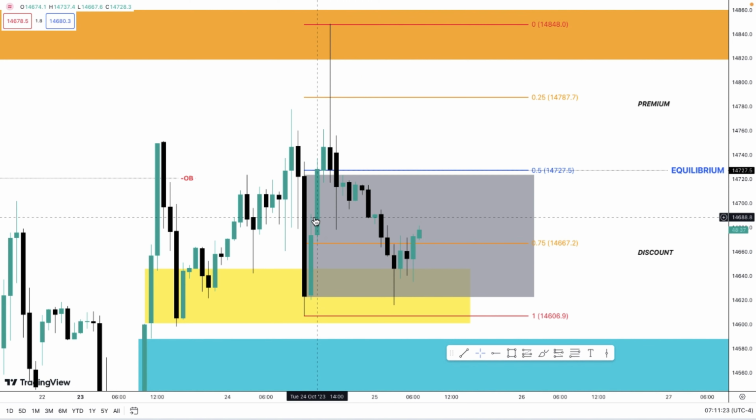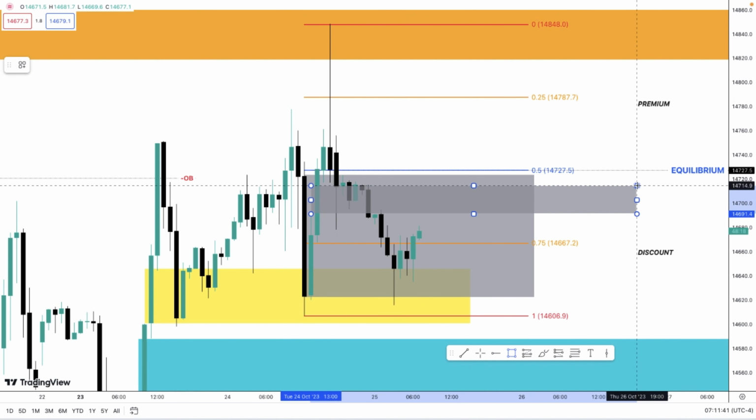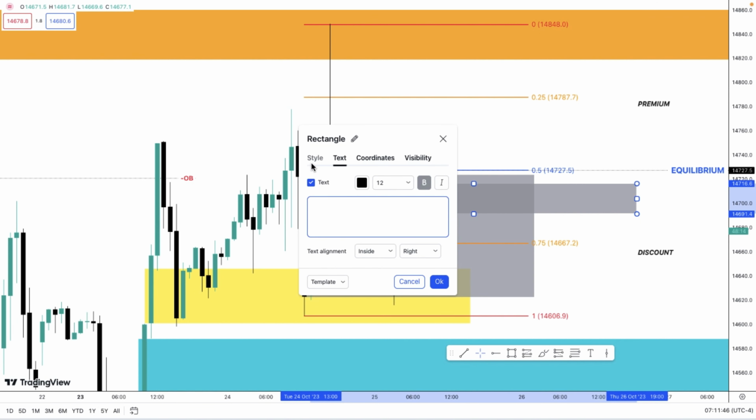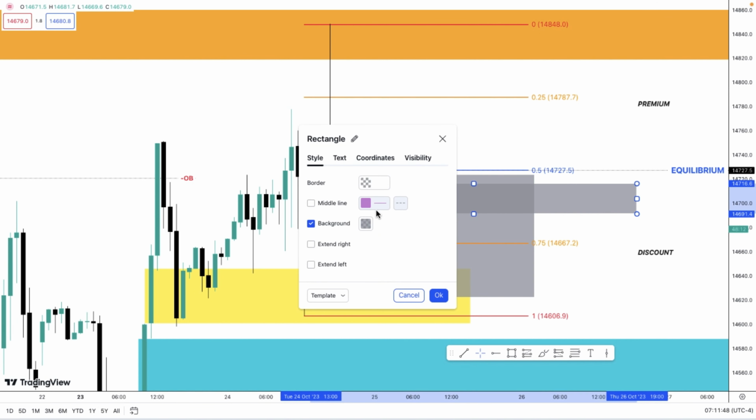Now, do we have a fair value gap here? Yes. Do we have a fair value gap here? Trick question. No, we don't. That's not a fair value gap. That's an inversion fair value gap. So that's an inversion fair value gap. It's an inverse of a fair value gap.